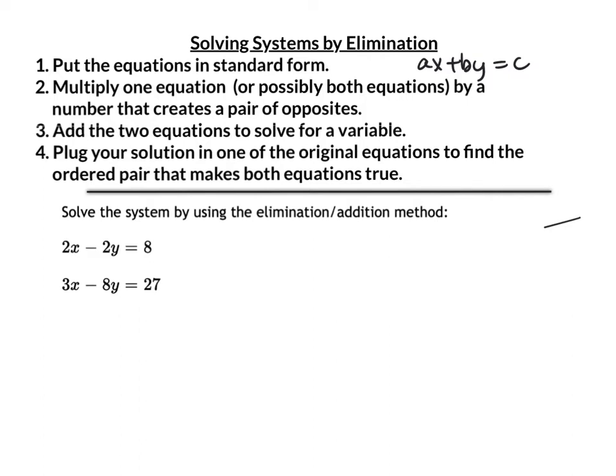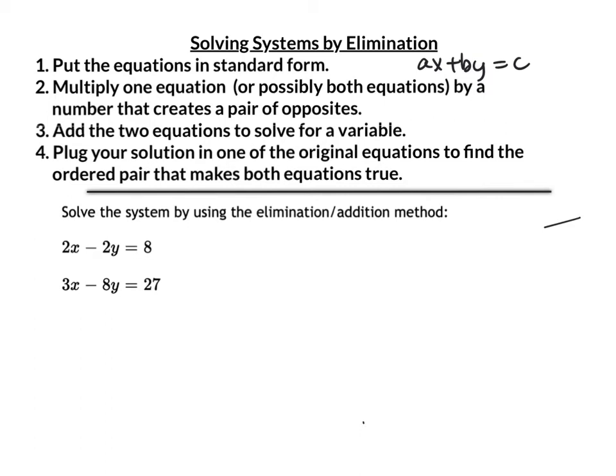Looking at the x's in this equation, if I wanted to make a pair of opposites out of the x's, I'd need to find the common multiple of 2 and 3. It's the same thing as the common denominator. Think of multiples. Multiples of 2: 2, 4, 6, 8, 10, 12, 14, 16, 18. Multiples of 3: 3, 6, 9, 12, 15, 18. The common multiple is the smallest number that both 2 and 3 divide into evenly. They both divide evenly into 6.